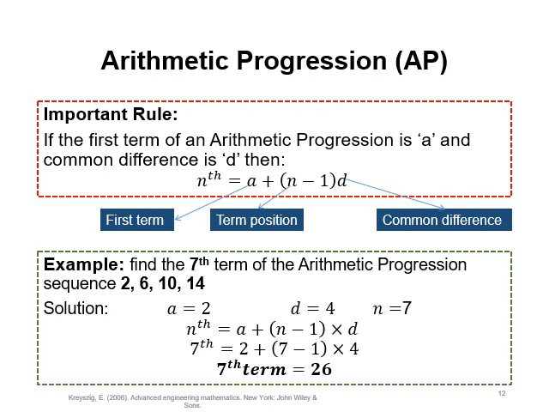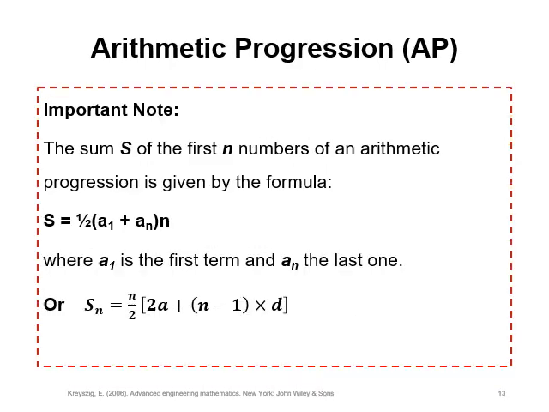You have the formula now. A is 2. 7th item means N is 7. And difference D is 4. Then I substitute and do the math. The value will be 26. You see, very easy. You substitute in the equation and then find the unknown.